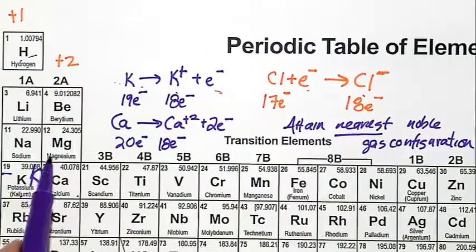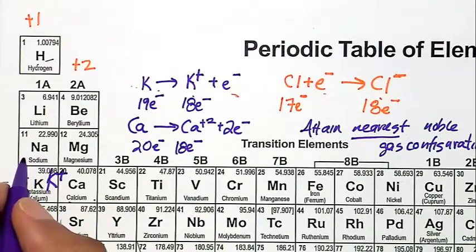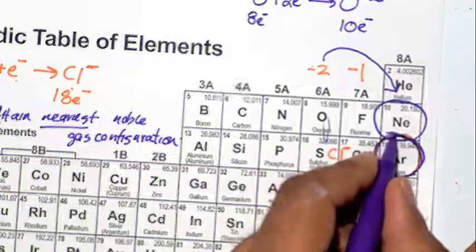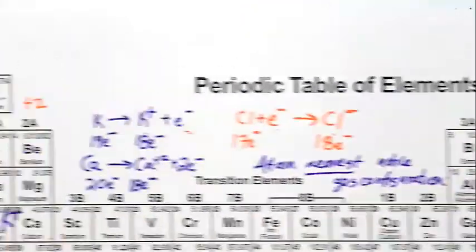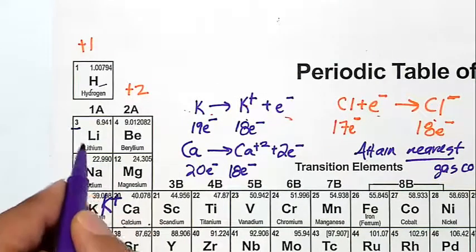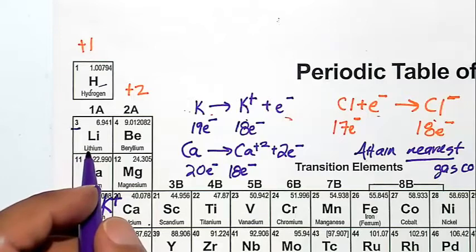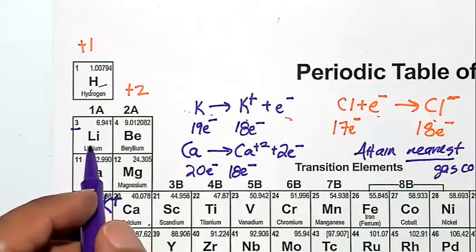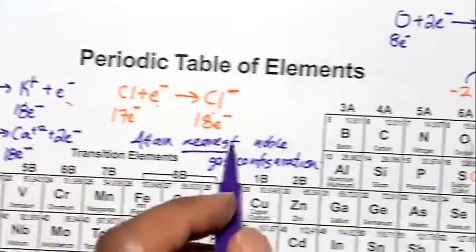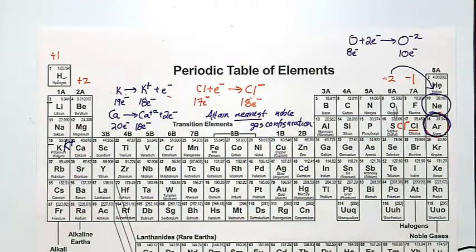If sodium gives off its electrons, sodium has 11 electrons. It gives off 1 electron and it becomes 10 electrons. What does it become in terms of its nearest noble gas? It becomes neon. Okay? If lithium gives off its 1 electron and now has 2 electrons instead of 3, neutral lithium has 3, lithium plus has 2. So what is its nearest noble gas configuration? Helium.